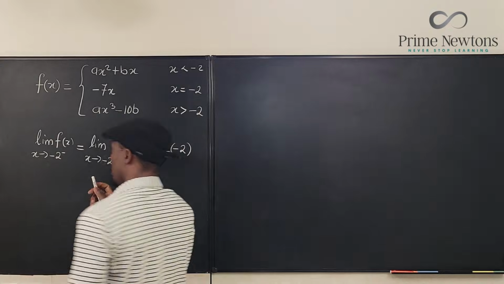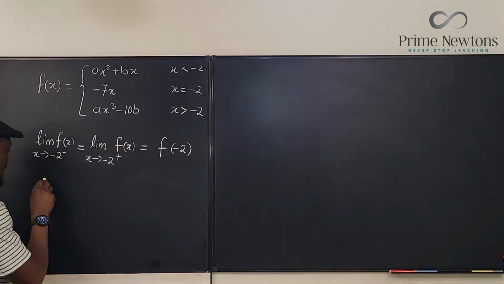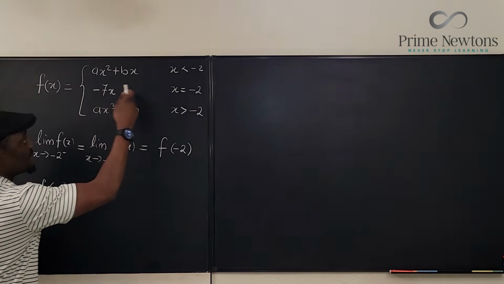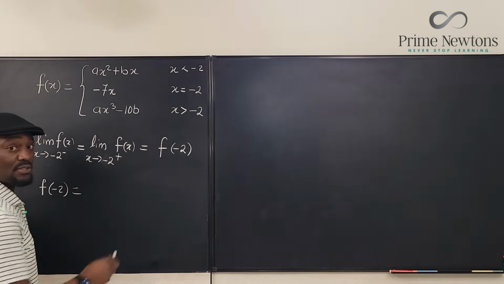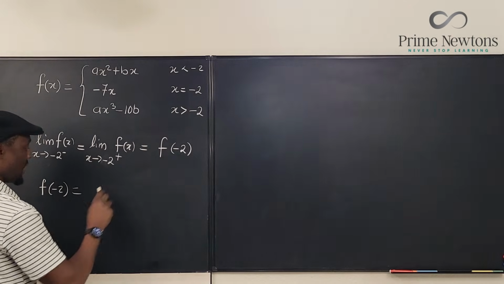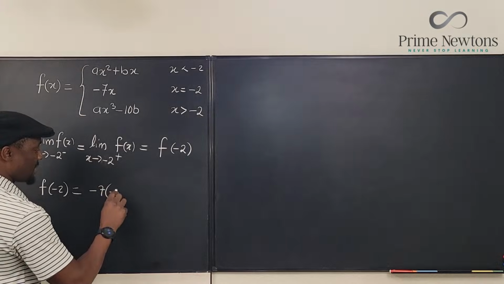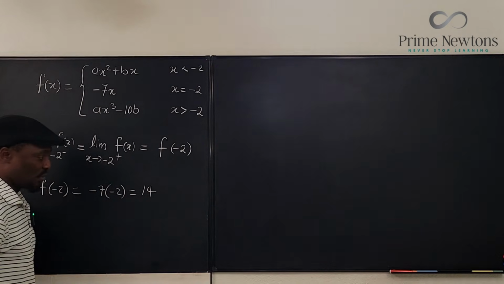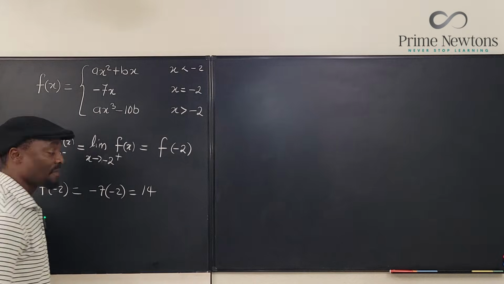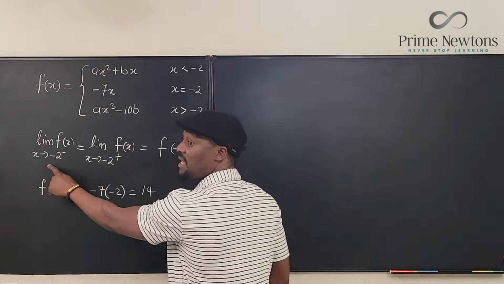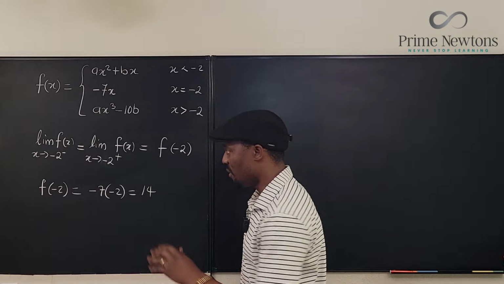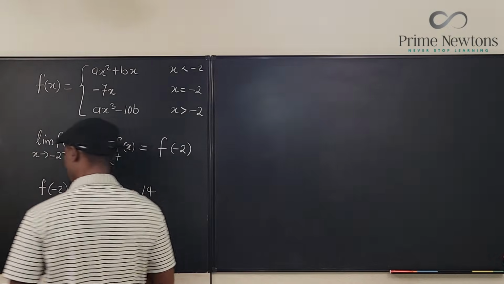So you can go here and say that f of -2 will be equal to, this is the value of the function when x equals -2, which is this one. It's going to be -7 times -2, which gives us 14. So we have found 14. It means this must be equal to 14 and this must be equal to 14. So let's go to the next one.